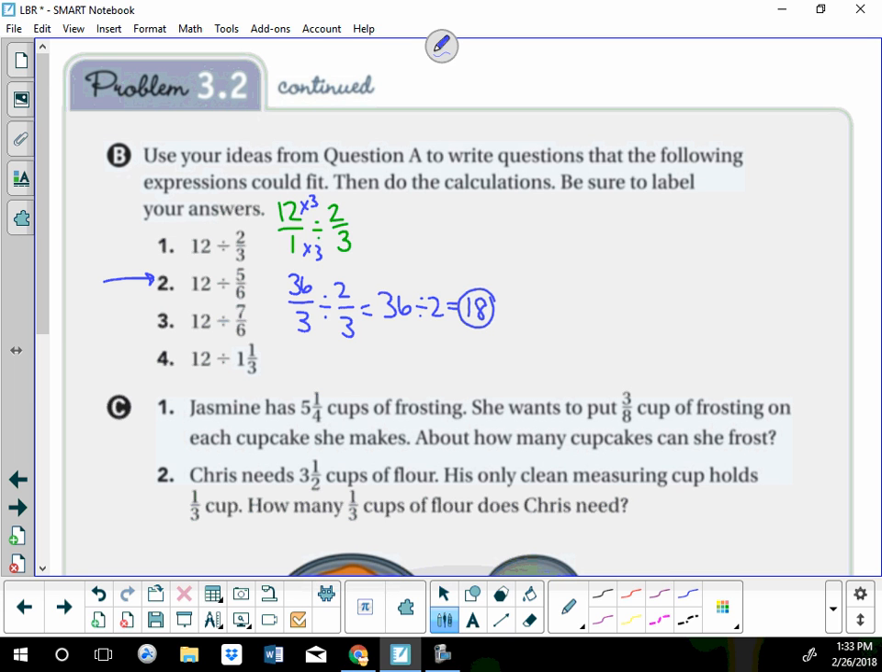Okay, so let's check out B2 together. Hunter, will you help me solve this one? Okay, so I'm going to put B2 right here. I wish you guys could see Anthony's notes because he has organized his paper into sections for each problem, so you can really see where each problem is. It's awesome. All right, Hunter, 12 divided by 5/6.